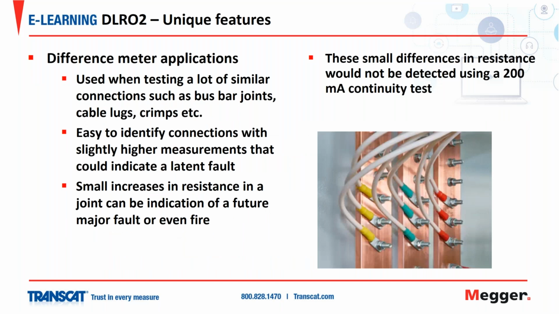There's a few more applications for the difference meter here. If you're testing a lot of similar connections, we talked earlier about bus bar joints, it's very easy to identify connections that have a slightly higher measurement. And again, these small increases in resistance can be an indication that there's a problem and it'd be a future failure. And just important to reiterate that these small differences in resistance cannot be detected using a 200 milliamp continuity tester.